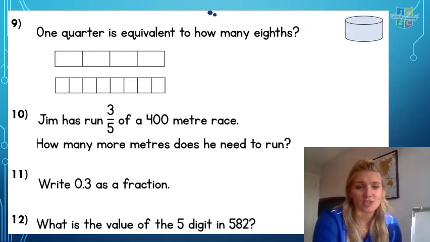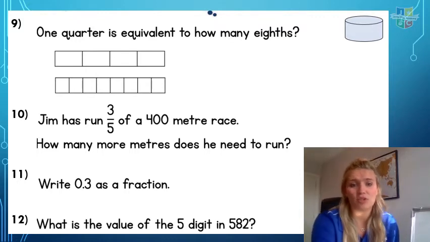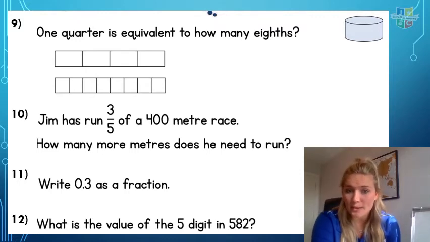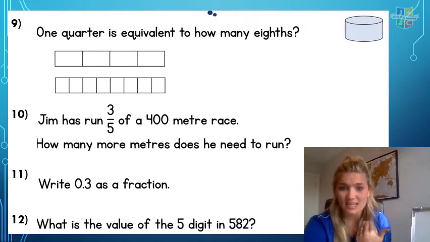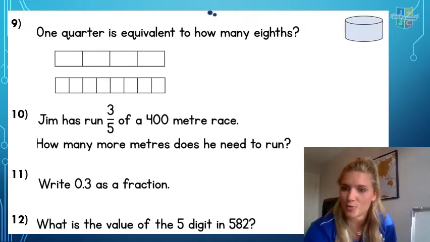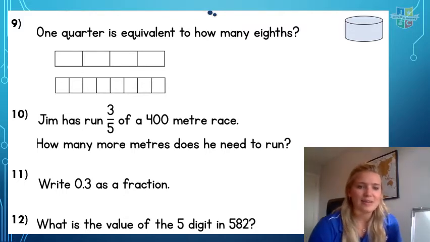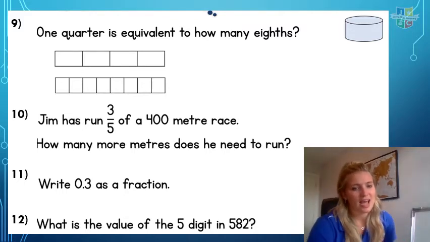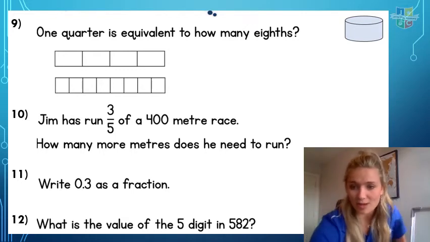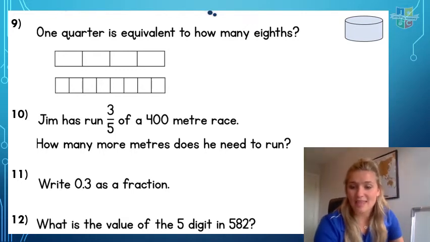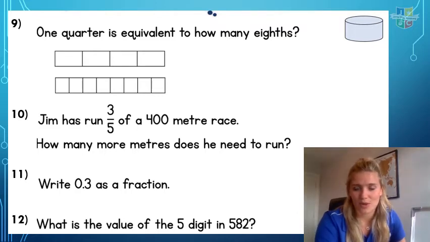Then having a go, tell me: Jim has run 3/5 of a 400 metre race. How many more metres does he need to run? So thinking, if he's already run 3/5, he's only got how many fifths left to run, and tell me what that would be. Then you're writing 0.3 as a fraction, and you'll then tell me what the value of the 5 is in the number, but you could also tell me what the 8 and the 2 are worth as well. Once you've done that, press play and we'll see if you've got them correct.